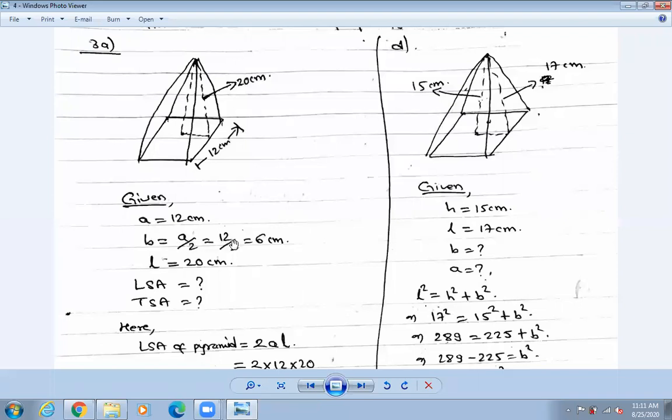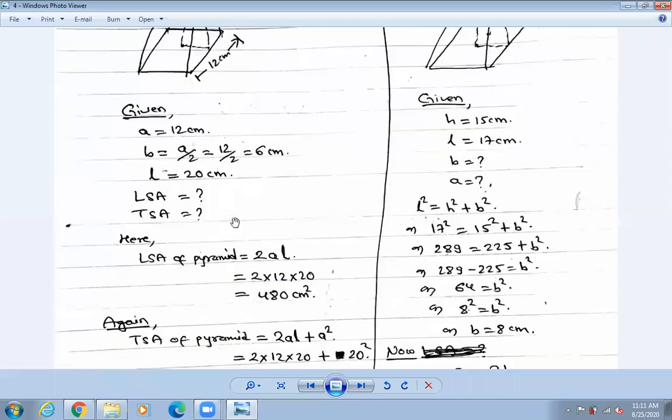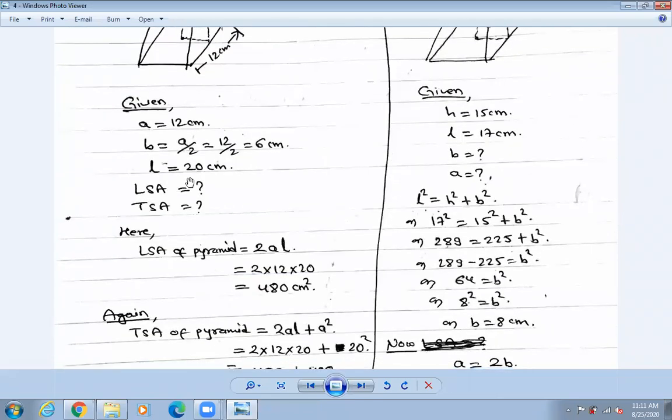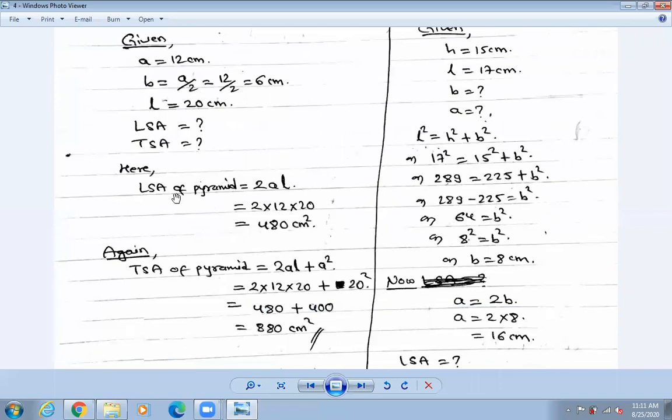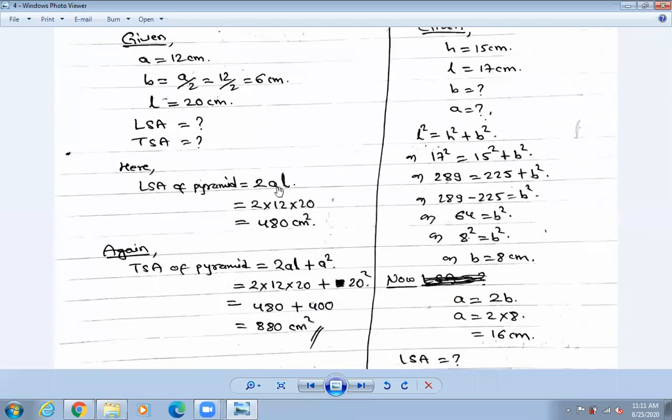So A by 2 will be equal to 6 centimeter. 12 divided by 2. This is going to be 6 centimeter. So L is given, 20 centimeter. Let us find out LSA and TSA. H is not required. So just A and L are required. Both the numbers are there in this question. A and L data. So LSA of pyramid will be 2AL.